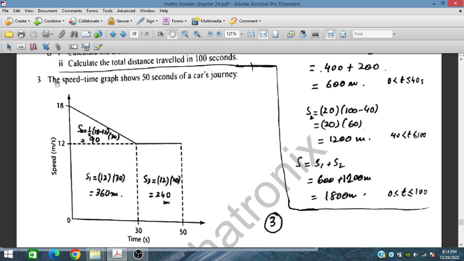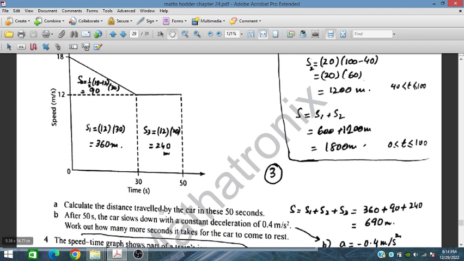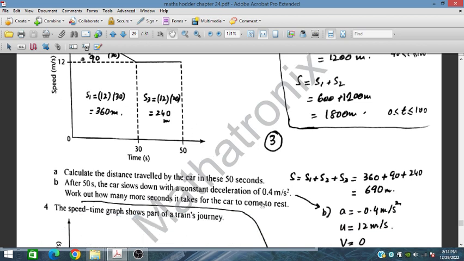Similarly, for this third graph, the speed-time graph shows 50 seconds of a car's journey. From 18 to 20 seconds, in 30 seconds, it was a deceleration, and after that, it was moving with a constant velocity of 12 meters per second. So calculate the distance traveled by the car in these 50 seconds. After 50 seconds, the car slowed down with a constant deceleration of 0.4 meters per second squared. Work out how many more seconds it takes for the car to come to rest.